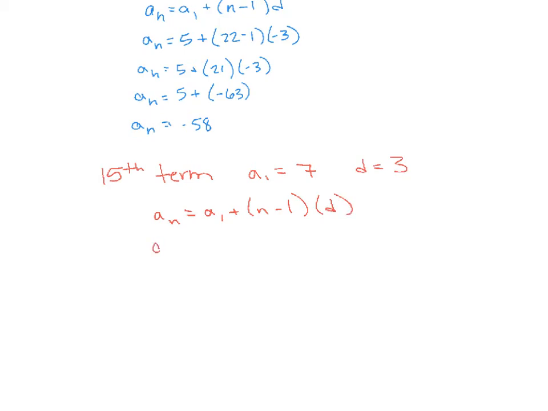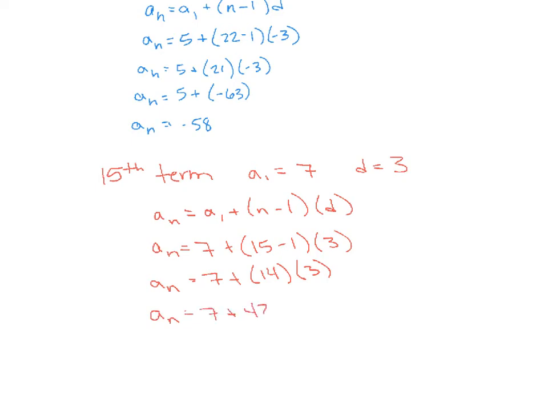So we have AN equals A1, which is our first term of the sequence, 7, plus N, which is what term we're looking for. We're looking for the 15th, minus 1, times the common difference of 3. So then we have 7 plus 14, following the order of operations, times 3. And then we have 7 plus 42, I believe that is. And then we add, and we get 49.